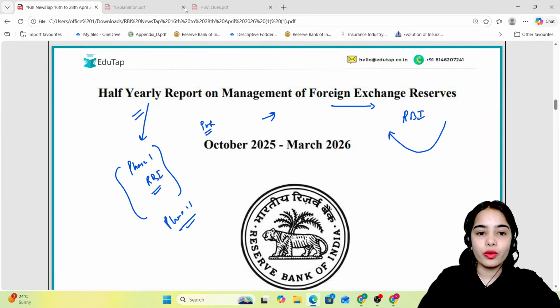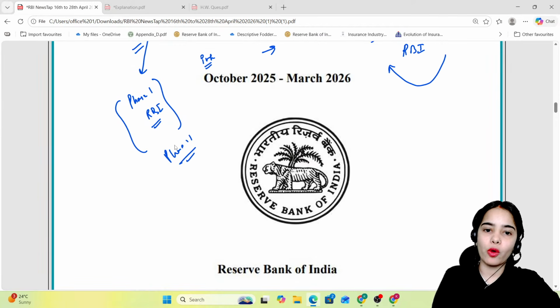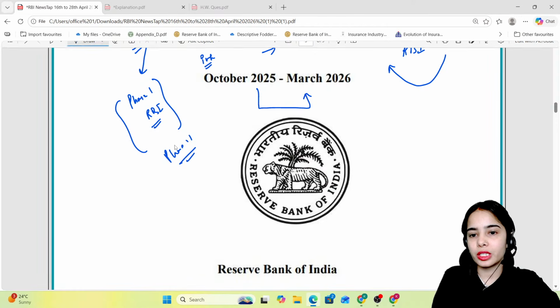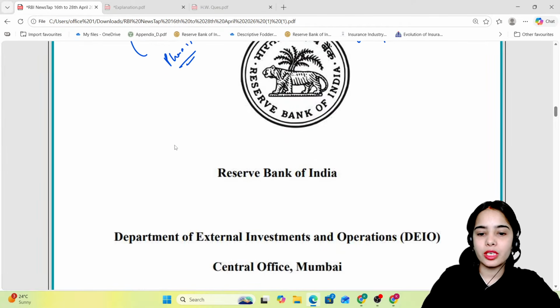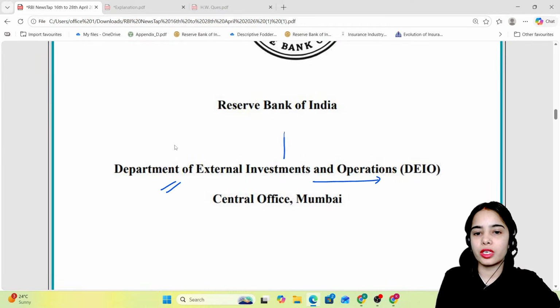Now, the half-yearly report on management of foreign exchange reserves is released for the period of October 2025 to March 2026. So the data has been released for the end of March 2026. This report is released by the Department of External Investments and Operations of the Reserve Bank of India. So, RBI has released this report.